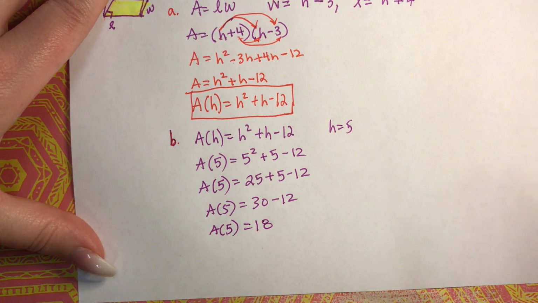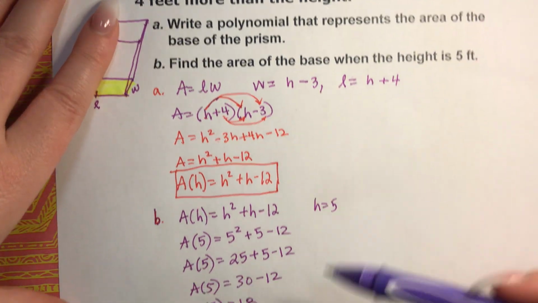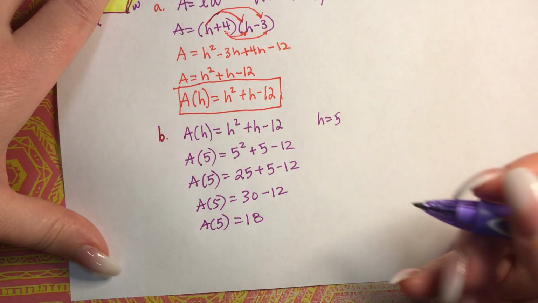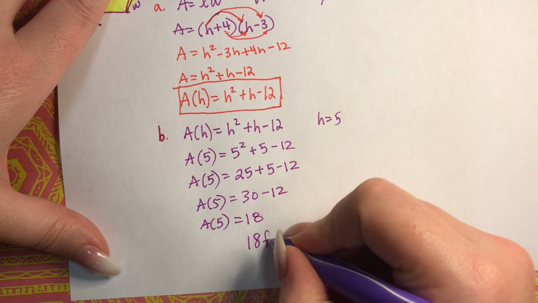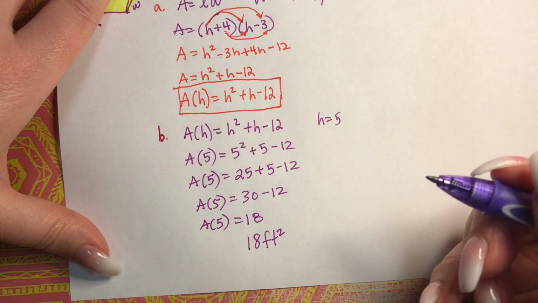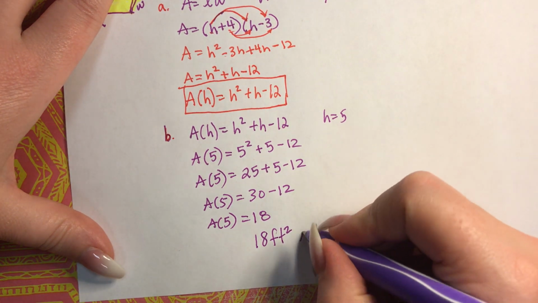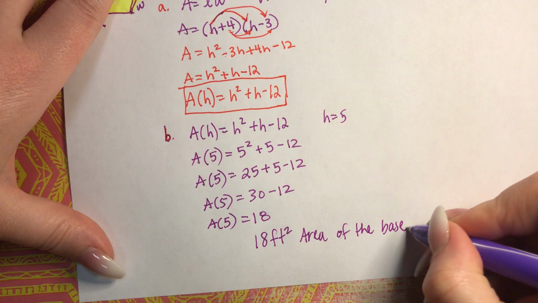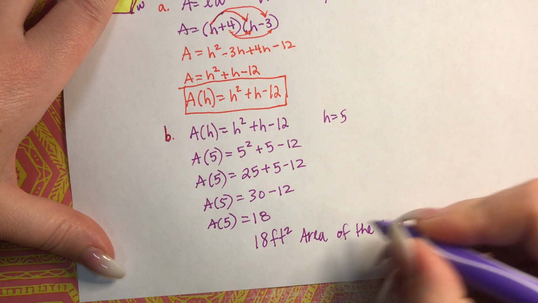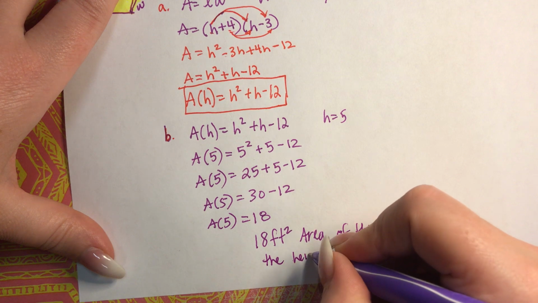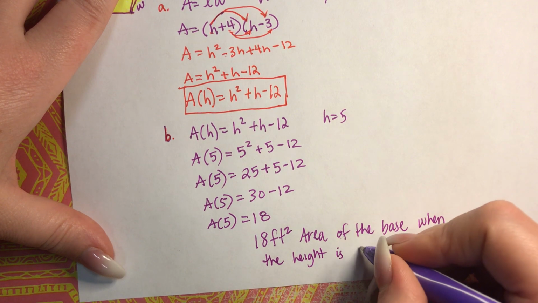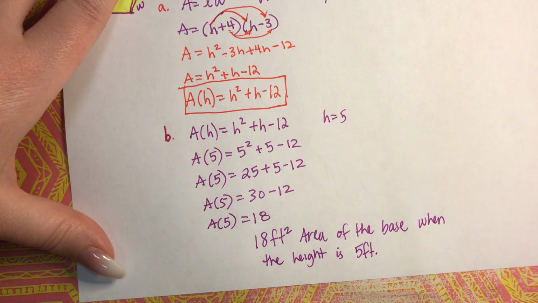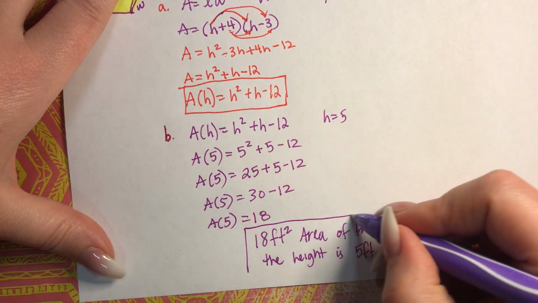Okay, so that's what it is, and it's feet. The area is in feet. It would be 18 feet squared. It would be the area of the base when the height is 5 feet. Okay, that is what the answer would be.